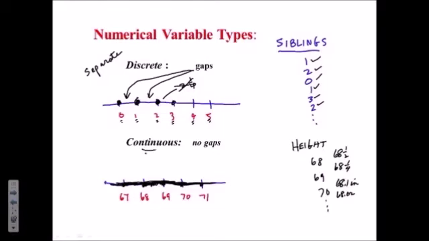Well, that's called continuous type of numerical variable. Notice there are no gaps here. Everything is filled in.